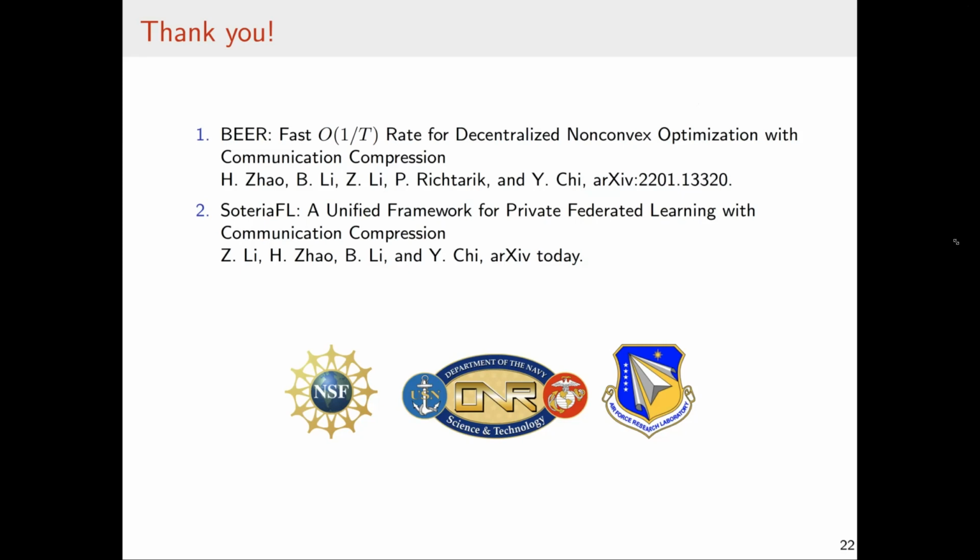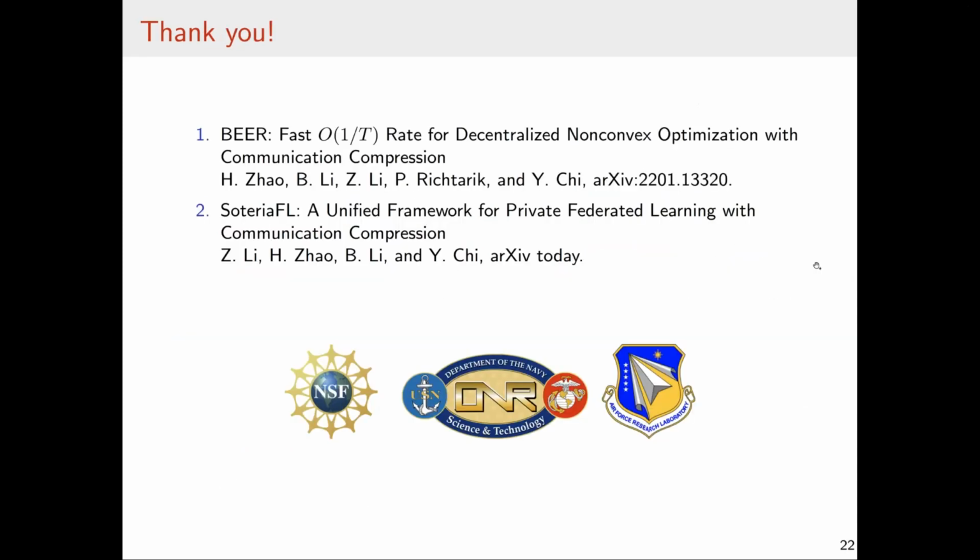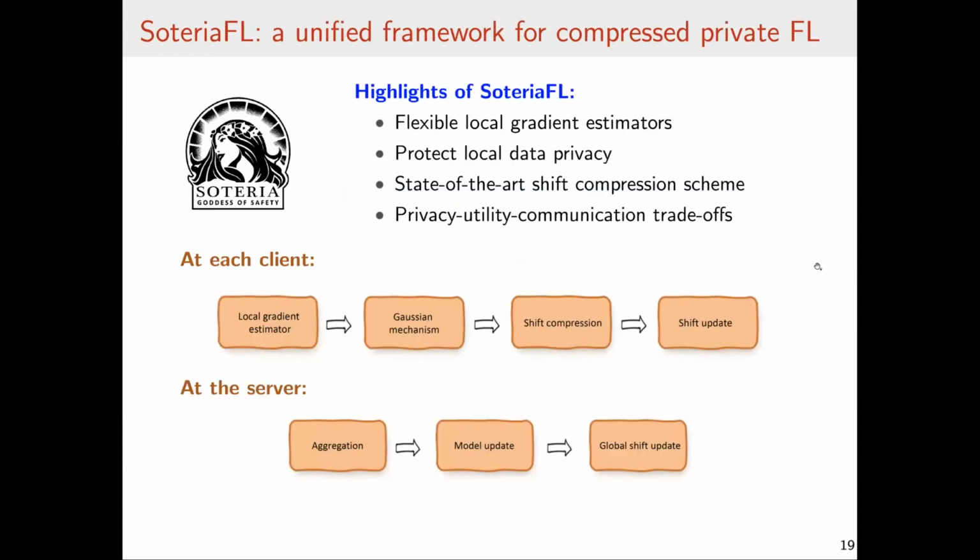Hi, Yuejie, nice talk. So this is Tianbao. I just have a question about the first work, BEER. So you mentioned this complexity of 1/epsilon is for the communication complexity, right? How about the iteration complexity? Does the algorithm have the local updates?